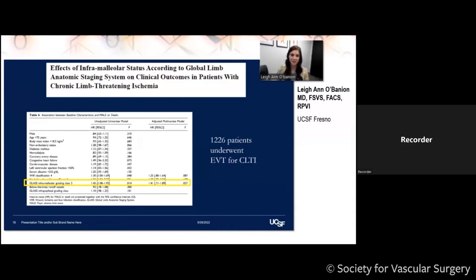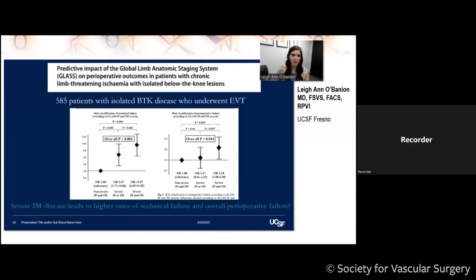pertains to endovascular interventions. Here's another study which examined 585 patients with isolated below-the-knee disease undergoing endovascular revascularization. And what they found was that severe inframalleolar disease alone, or in combination with severe infrapopliteal disease, afforded significantly higher rates of both technical and perioperative failure compared to non-severe cases, further highlighting the need for improved endovascular techniques in this difficult space.